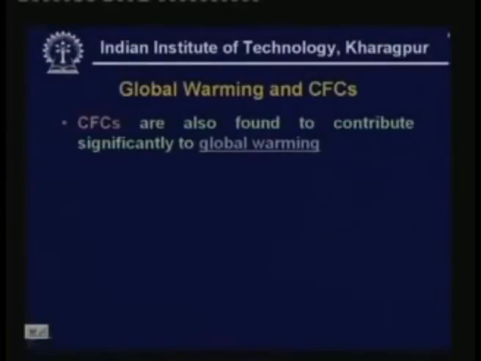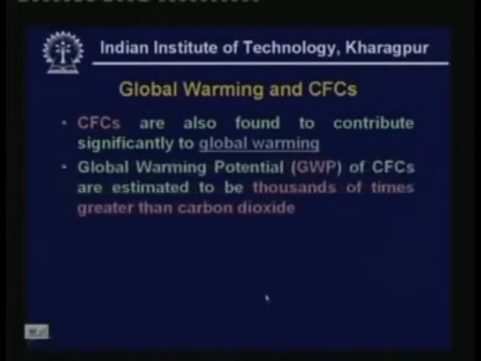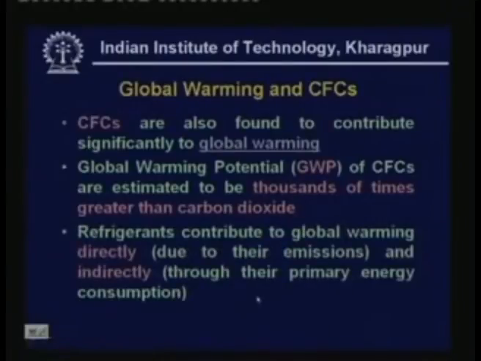And as I mentioned, our ecosystems are very sensitive to temperatures, and even a temperature variation of say 1 degree can lead to several catastrophic changes. So let us see what these problems are. As I mentioned, CFCs have a global warming potential which is several thousand times greater than carbon dioxide, and there is another small issue.